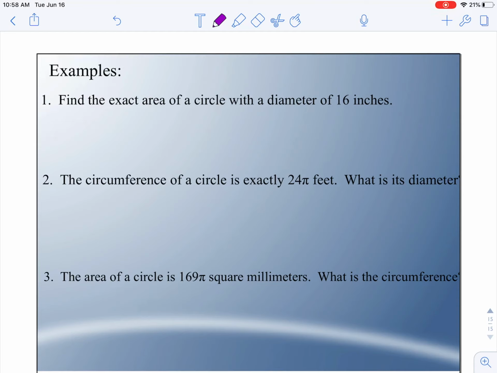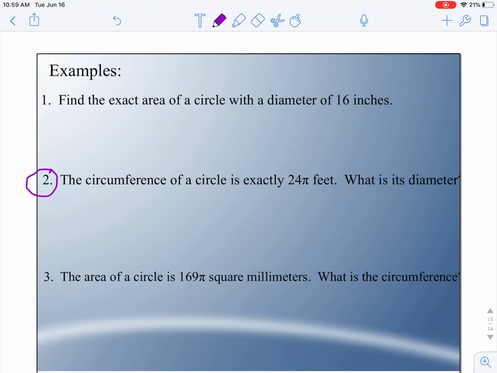And let's work on a couple of these circle problems where I work backwards. I'll try at least one with you, and then you can always look at the rest of the notes for more examples. It says find the exact area of a circle with a diameter of 16 inches. I think you can handle that one.